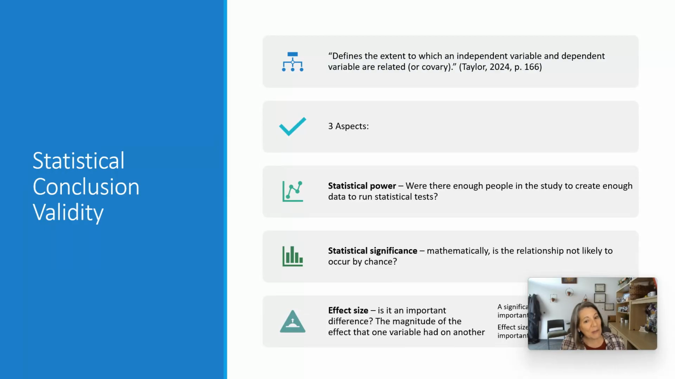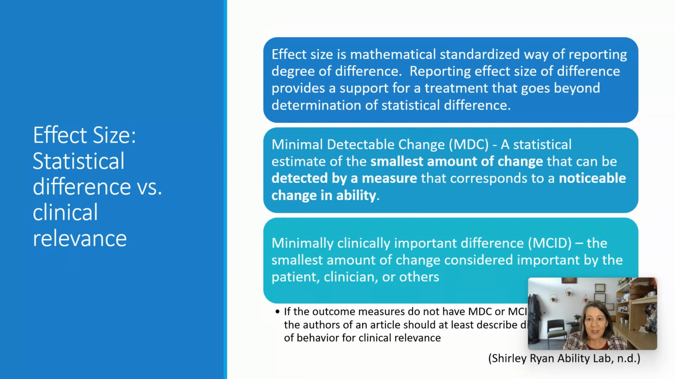But if we have a 20 pound difference, well, yeah, that's a pretty big magnitude. So it's the magnitude, how important is this difference? And we have statistical calculations for that. We don't just look at it and go, meh, it looks pretty good. It was 4 pounds. It's all right. The effect size tells us whether or not it was an important difference. So it's the mathematical standardized way of reporting the degree of difference. Okay, it tells us a support for a treatment that goes beyond just whether or not it was statistically significant. It's saying how important was it.